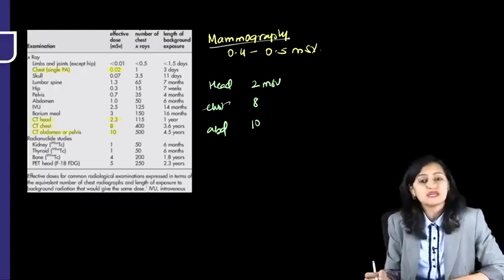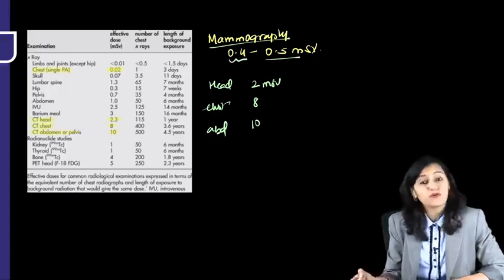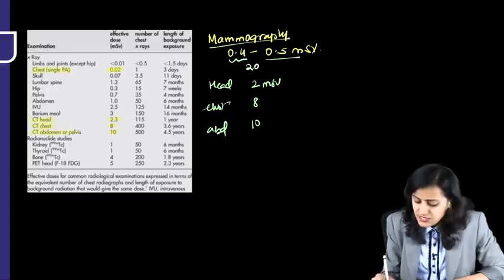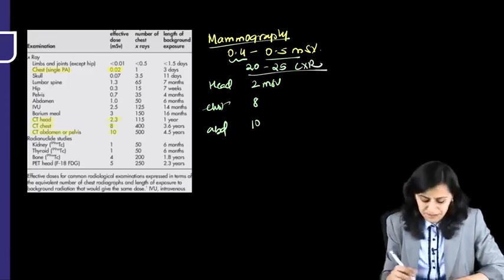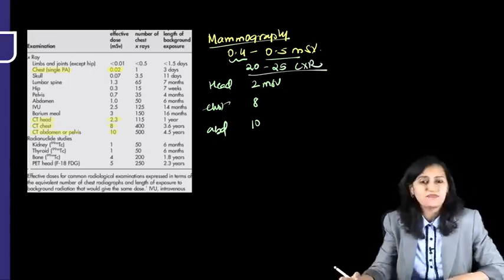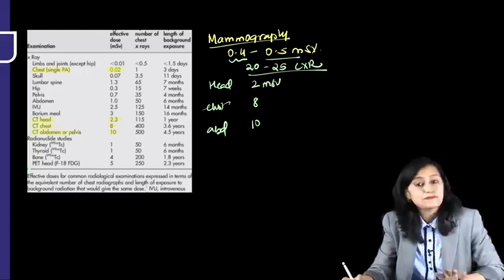Mammography as compared to chest X-ray has more radiation exposure, which is around 0.4 to 0.5 millisieverts, which is approximately equal to 20 to 25 chest X-rays. All the nuclear scans, the PET scan, the scintigraphies, all of those also have radiation exposure, right?